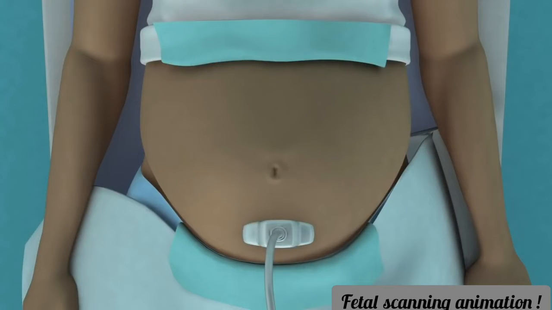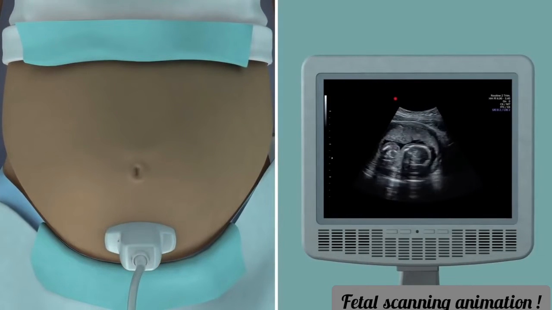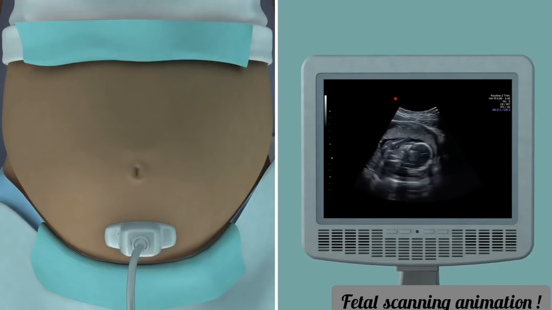Begin by placing the probe in a transverse position in the center of the lower abdomen, just above the symphysis. Angle the probe forwards and backwards to identify the presenting fetal part. This fetus is cephalic.